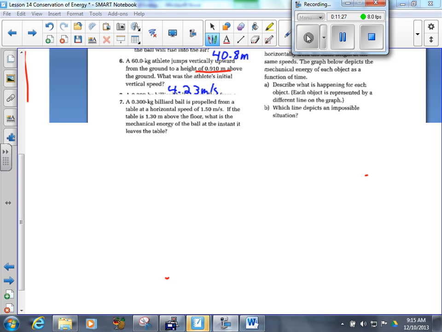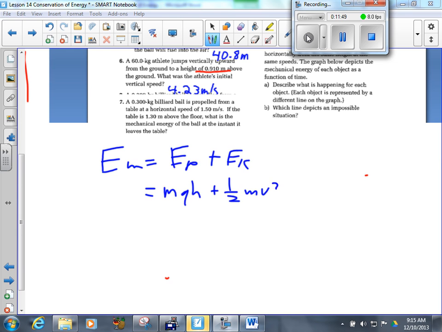So, does it have potential energy? Does it have kinetic energy? Yes, it does, because it's 1.30 meters above the floor when it leaves the table, right? So it has both. Mechanical energy is the sum of an object's potential and kinetic energy. So all we have to do here is mgh plus 1/2 mv squared.